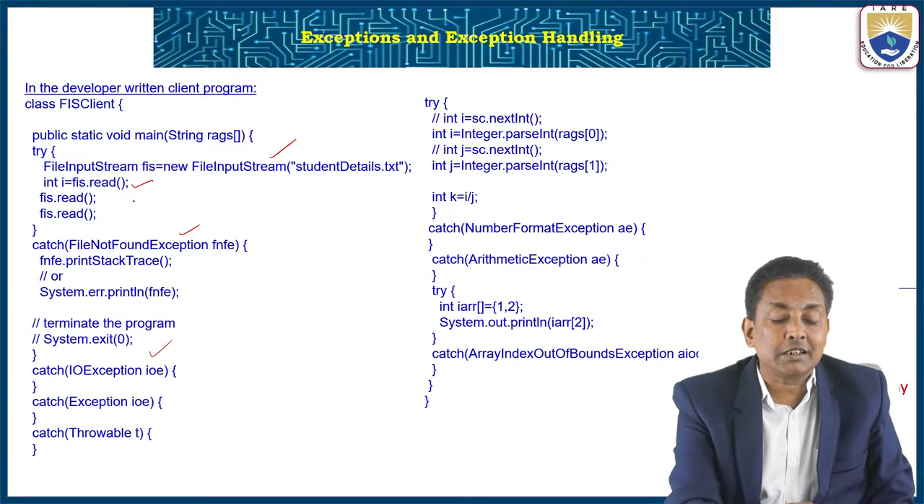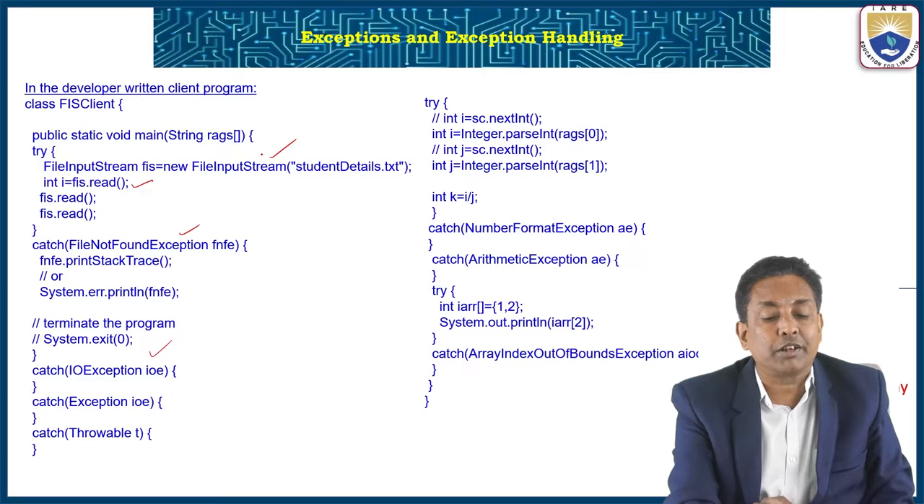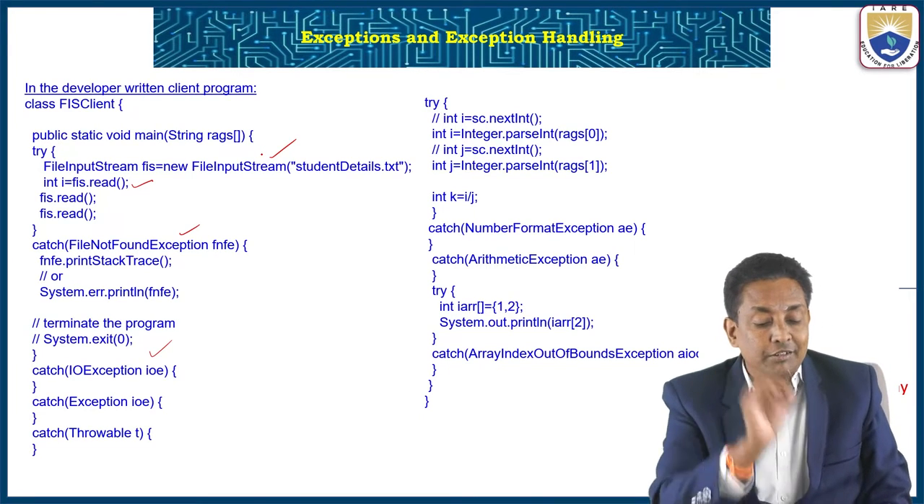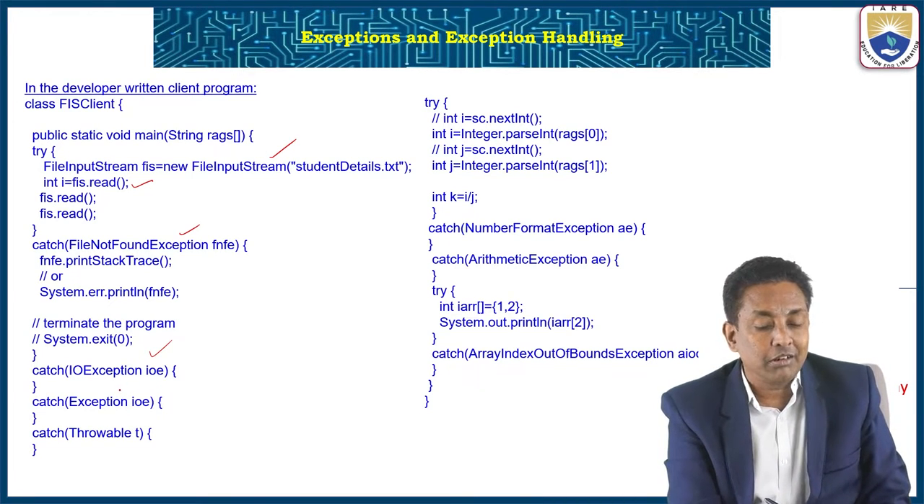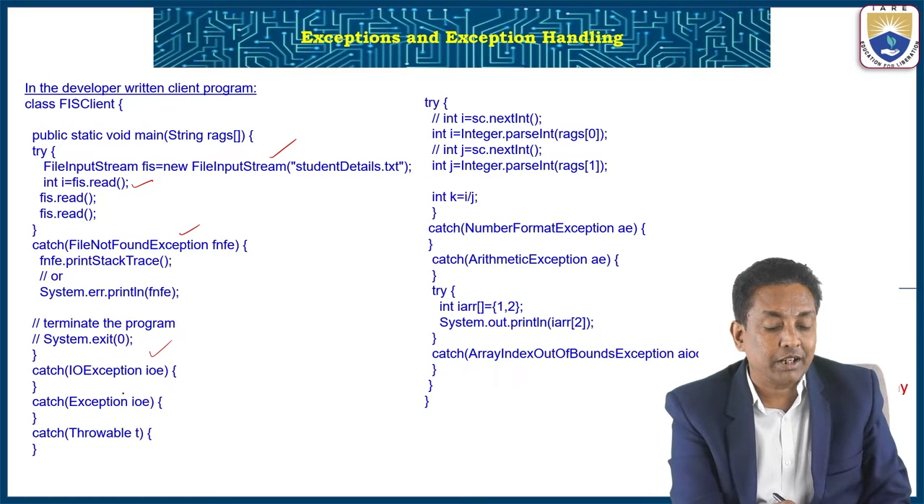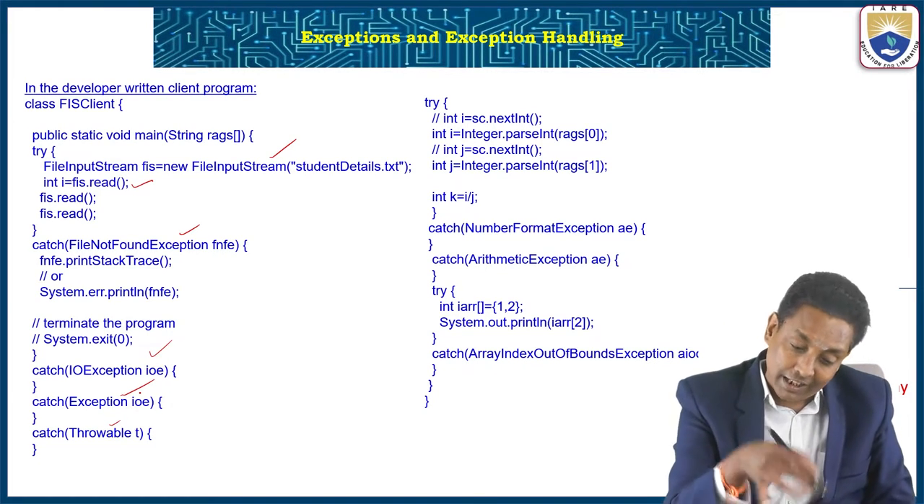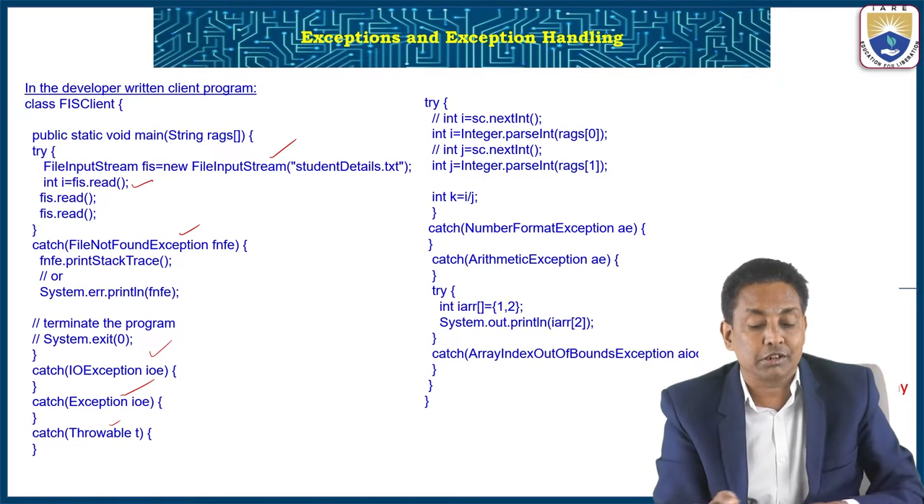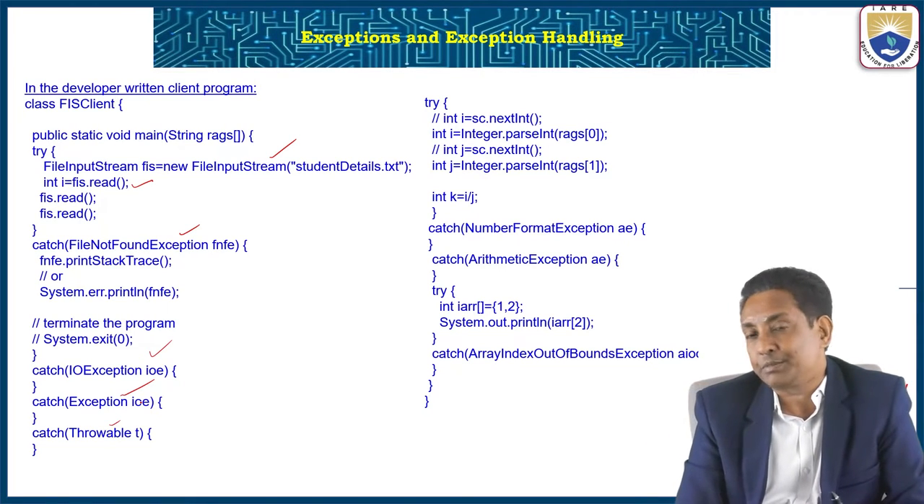And other than this IOException or FileNotFoundException, if any other exception is raised, for that sake, on the safe side, we are writing catch Exception, catch Throwable. And other than exceptions, if an error comes in the program, who knows? So catch Throwable will handle it.